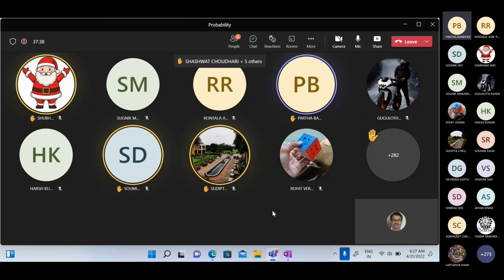So in that we get two parts. It will be 2 into 5 by 30 into 25 by 30, that is when one of the bulbs is defective, and when both the bulbs are defective, it is 5 by 30 into 4 by 29. And we'll sum all of it.